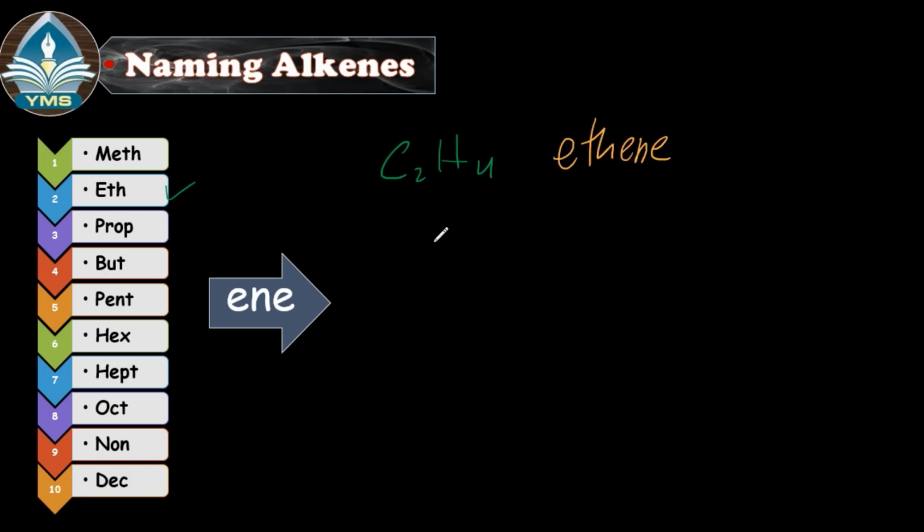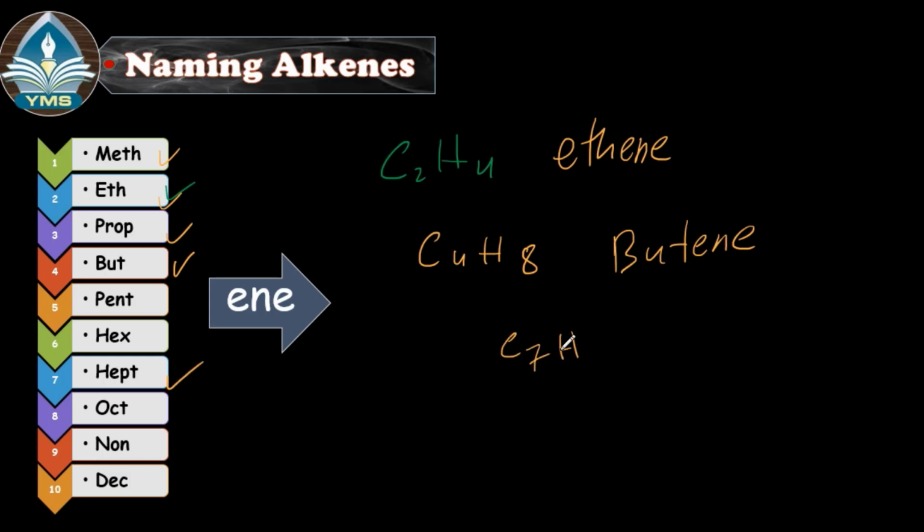If you have C4H8, the 4 is 1, 2, 3, 4, so this is going to be butene. If we have like this one, C7H14, it is going to be heptene. And this is how we name them. But notice that there is no methene. We don't have methene.